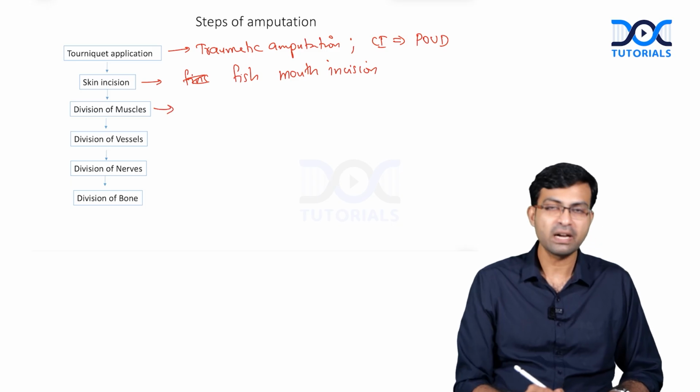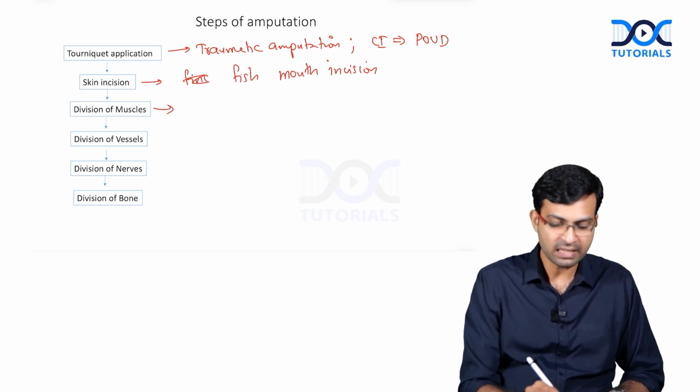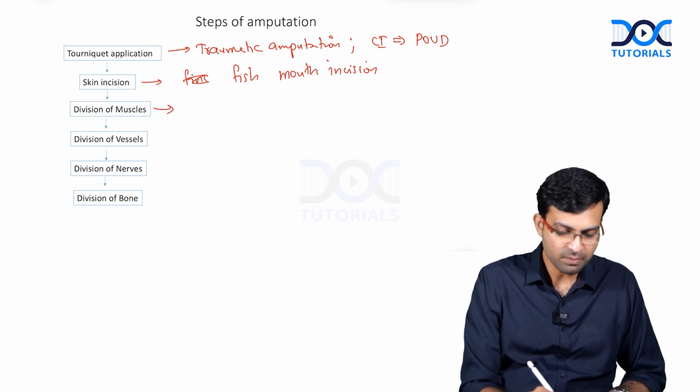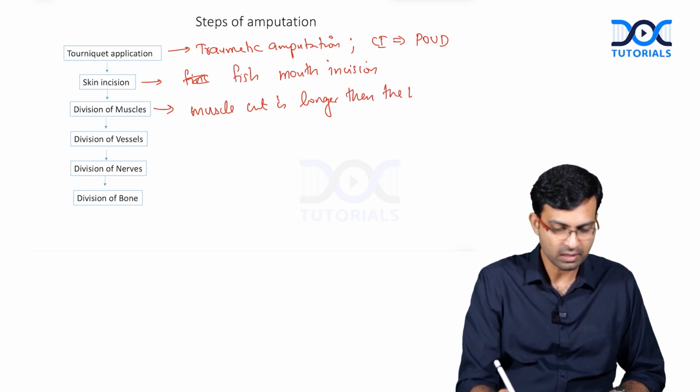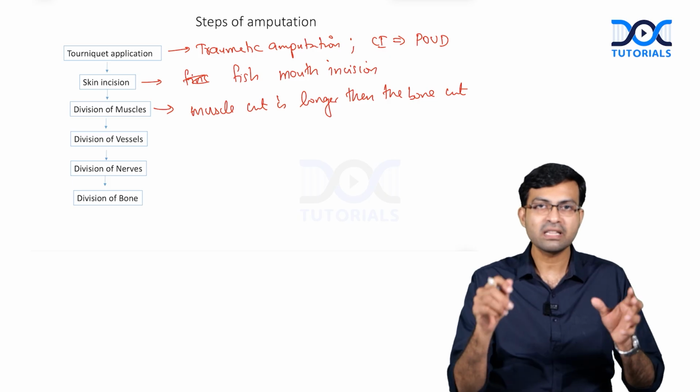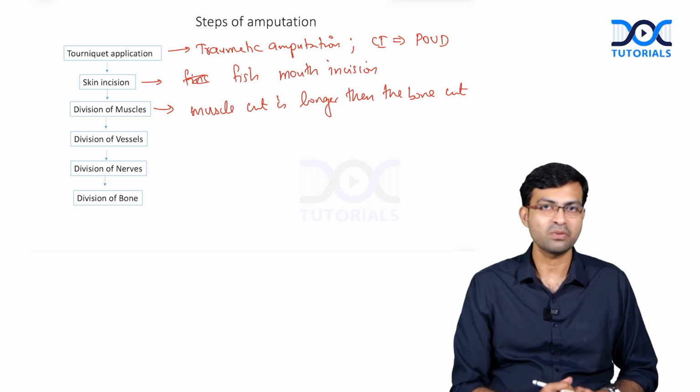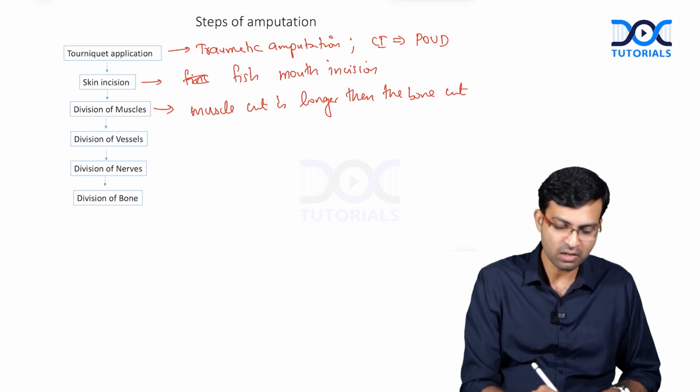Next step is to divide the muscles. Whenever you are dividing the muscles, we divide the muscles slightly longer. So the muscle cut is longer than the bone cut. Why? Otherwise you will not be able to cover the ends of the bone and suture the muscles together. So you need the muscles to be a little longer.